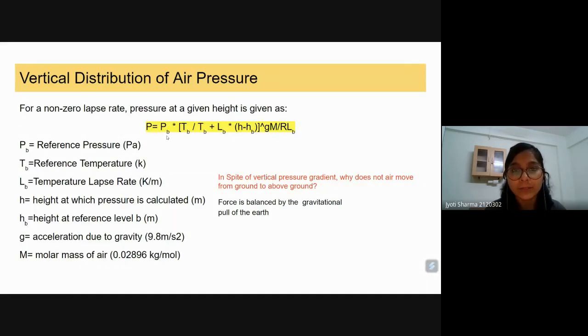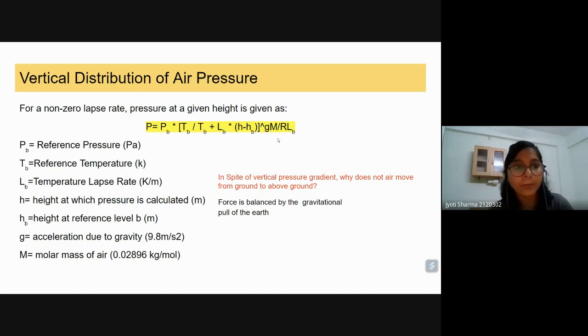Then this equation is raised to the power gM upon RLB. G here is the acceleration due to gravity, M is the molar mass of the air, and the values are given here as 9.8 and 0.02896 kg per mole. And here R is the gas constant and LB is the lapse rate. Based on that, we can estimate the pressure at any given height.